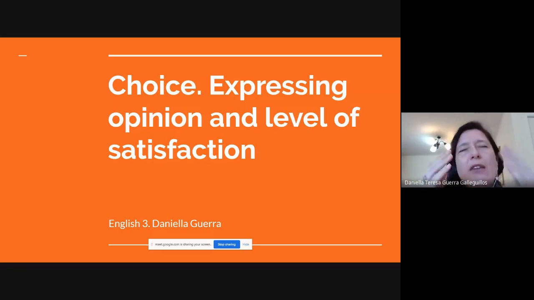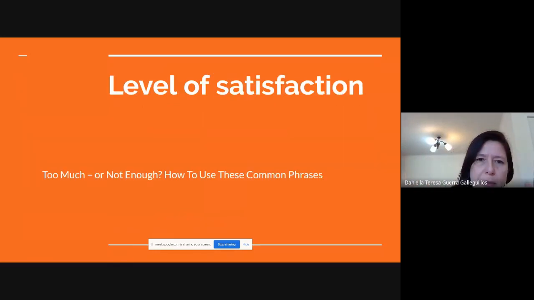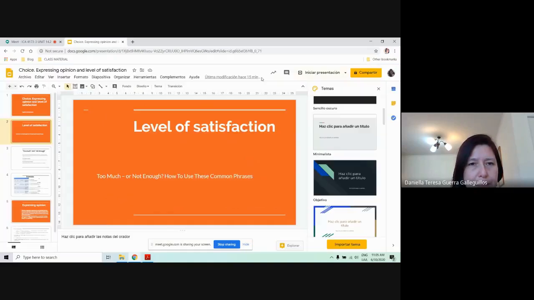What is our main focus in unit 14.1? We are going to be talking about how to express choices and opinions in relation to level of satisfaction. Let me explain it in simpler words. When you talk about levels of satisfaction, you use too much or not enough.